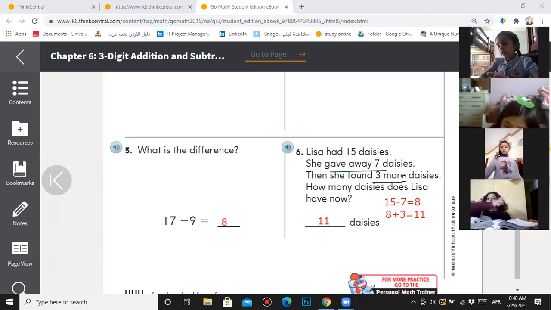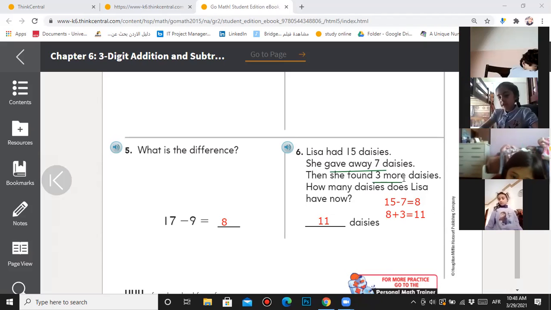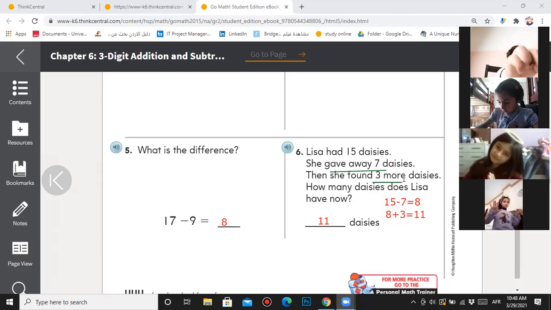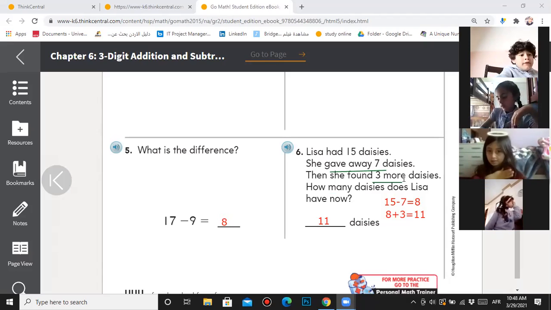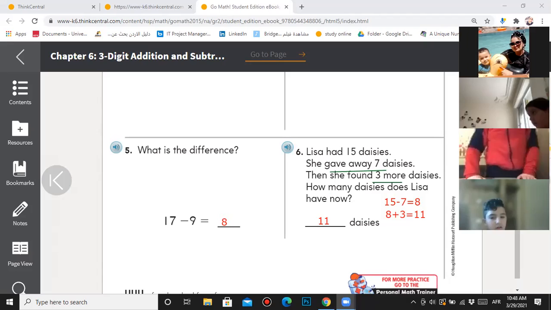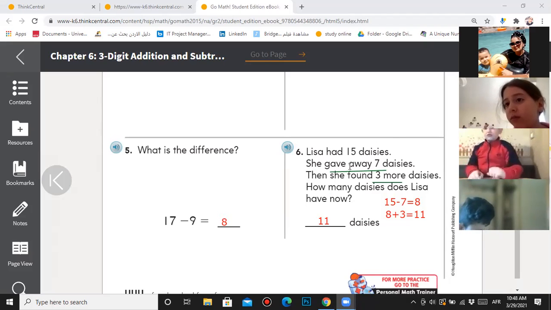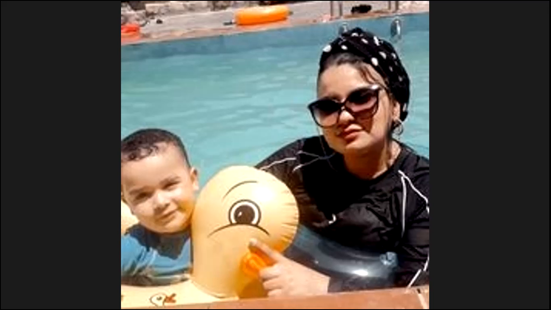Page 151. No, we're done. You guys done? Yes, I'm done. Did you write all of it? Okay, thank you guys. We're done for today. Thank you. See you tomorrow. Any questions before I go? Yes.